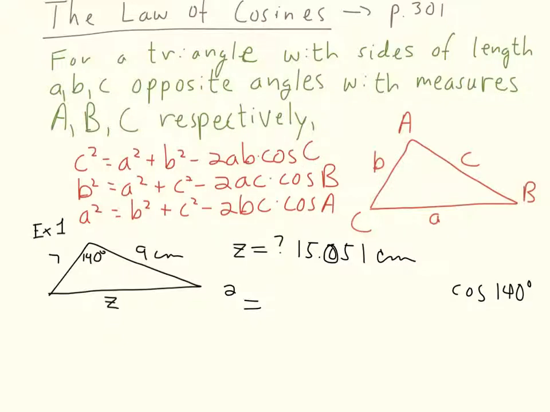So we would just go ahead and say that this is z squared here, and then everything else in the law of cosines is made up of the other 2 sides. And it's just like the Pythagorean theorem, so we would just take 7 squared plus 9 squared, and then you have to subtract 2 times the 7 times the 9 times the cosine of 140 degrees. And it's pretty much laid out for you right there.